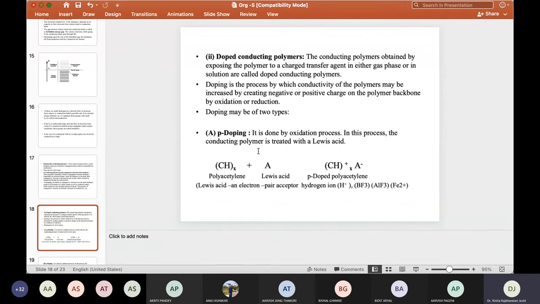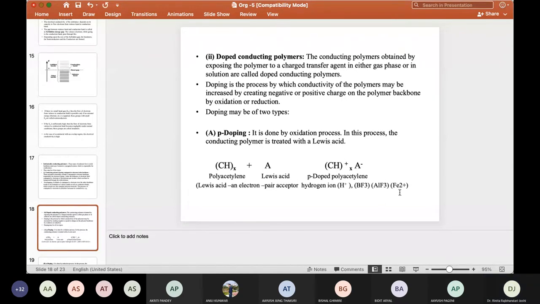In this, the conducting polymer is treated with a Lewis acid. You have been given the definitions of acids and bases, Lewis acid as well as Arrhenius acid and Lowry-Bronsted. That Lewis acid is an electron pair acceptor. They are known as Lewis acids, like the hydrogen ion, BF3, aluminum fluoride, as well as ferrous.